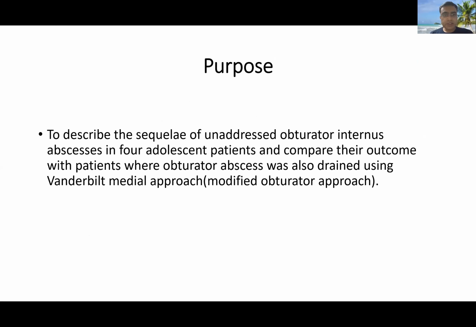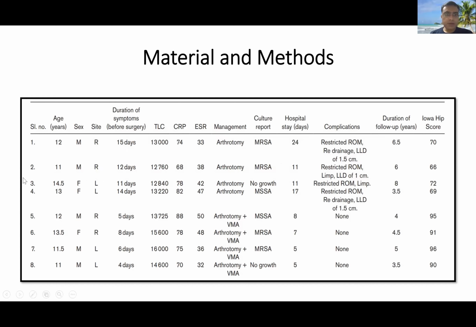So our purpose was to describe the sequelae of unaddressed obturator internus abscesses in 4 adolescent patients and to compare their outcome with another 4 patients where we adopted this modified obturator approach to drain the obturator abscess along with the hip arthrotomy in cases of septic arthritis with obturator internus abscess. So we had 2 groups of patients. Group 1 included 4 patients who came to us between 2014 and 2016 with septic arthritis and obturator internus abscess.